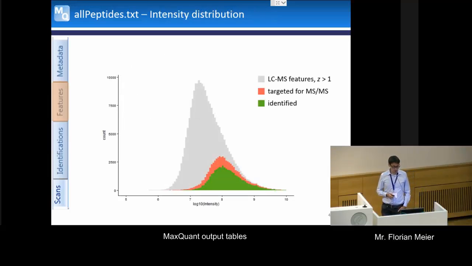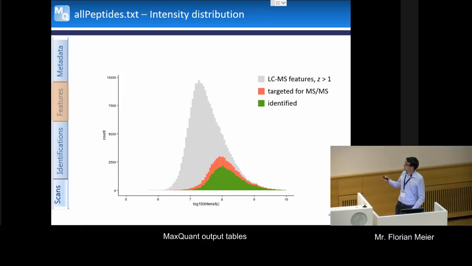And you can also plot this well-known histogram where you plot all the features from your experiment. So this is the gray distribution in the back. So it's plotted as a histogram of the logarithmic intensity. And typically, this looks like a log normal distribution. So we have a lot of features, and they cover a dynamic range of 4 orders of magnitude. And then you can color code those features that were actually targeted for MS-MS. So in this case, those would be the red features, and you can also color those that were successfully identified.